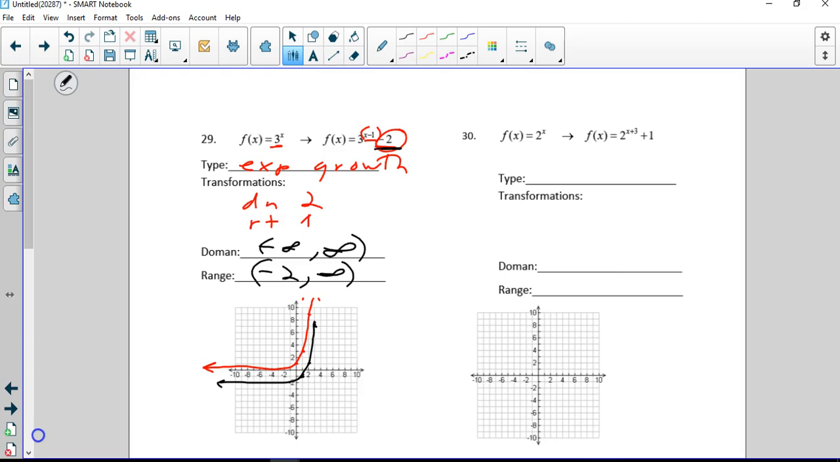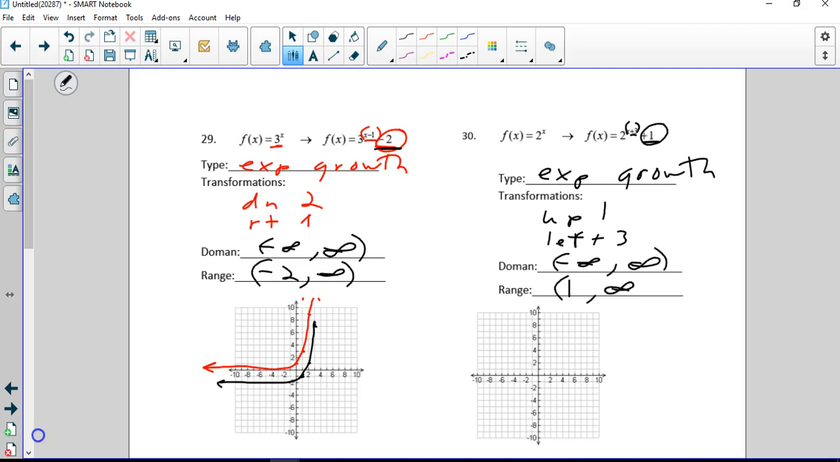So here we have another one. This is another exponential growth. Okay, and it's going to be 2 to the x, and 2 to the x plus 3, plus 1. So this is going to move it up 1, and this is going to move it left 3, because this is like in parentheses, and it's the opposite of what you think. The domain is going to be the same, negative infinity to positive infinity. It's going to keep opening up left and right. And I can tell you right now what the range is going to be. It's going to be (1, positive infinity).